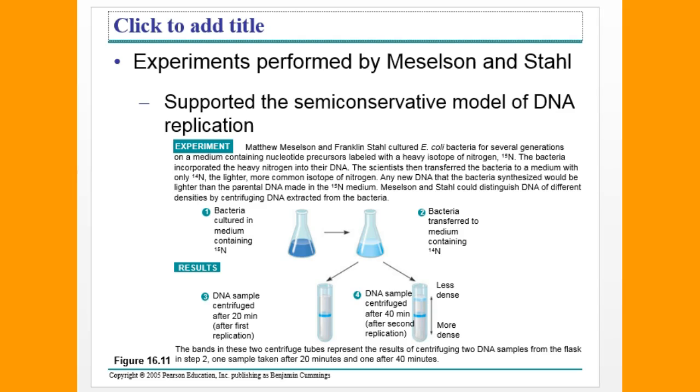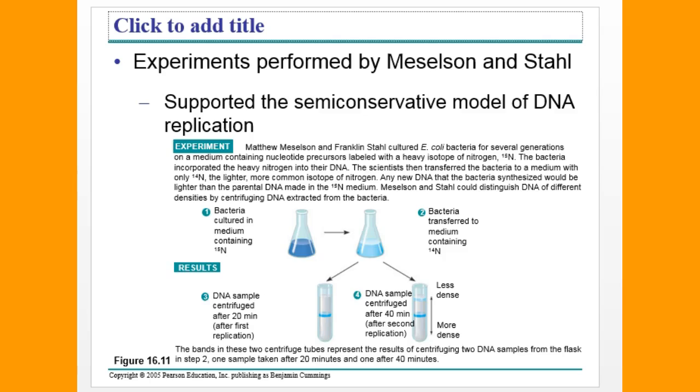The first replication, in the 14N medium, produced a band of hybrid 14 to 15 DNA. This result eliminated the conservative model. The second replication produced both light and hybrid DNA, a result that refuted the dispersive model and supported the semi-conservative model. They therefore concluded that DNA replication is semi-conservative.